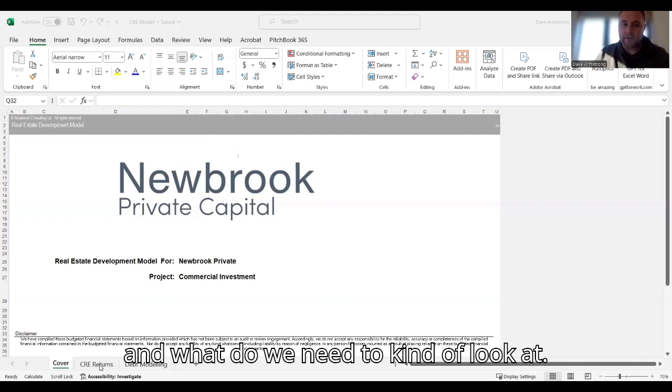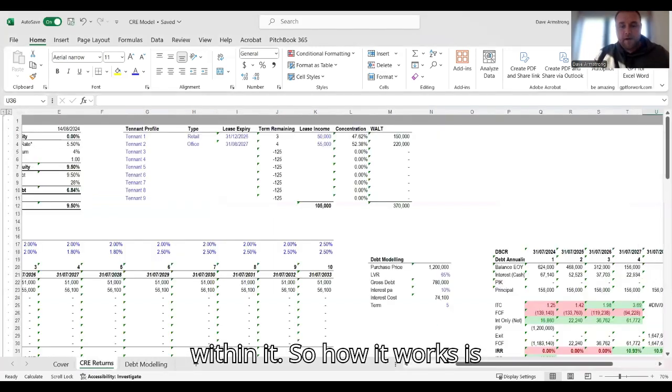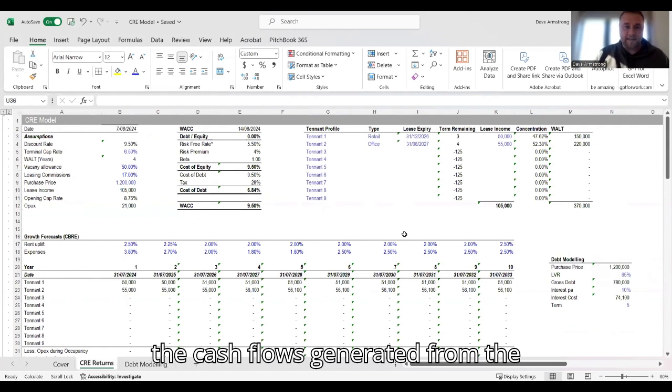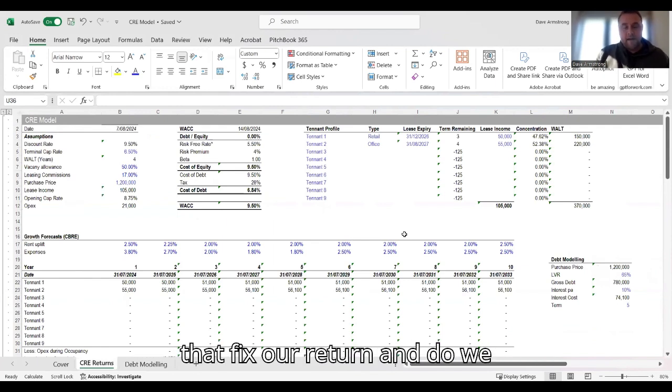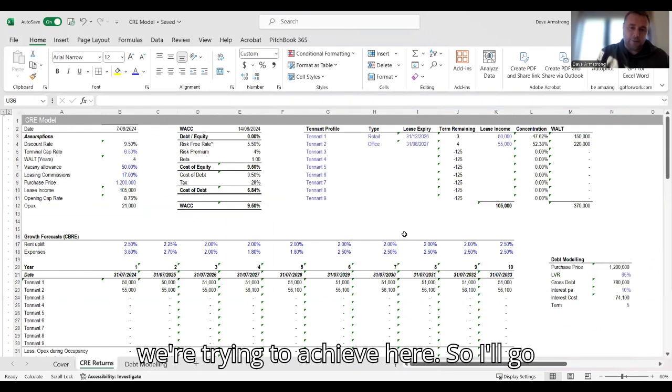And what do we need to look at? So we're going to cover off a few things within it. How it works is we're focusing predominantly on the cash flows generated from the tenants, the risks behind those, and how that affects our return. And do we take debt out against it, or is this a long-term hold? That's the kind of thing we're trying to achieve here.